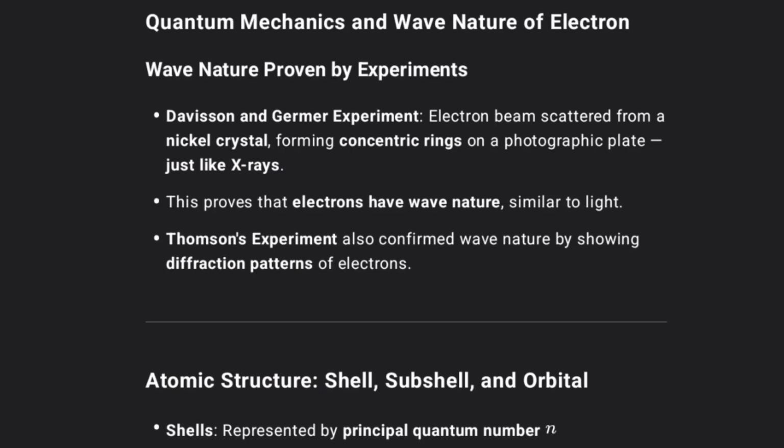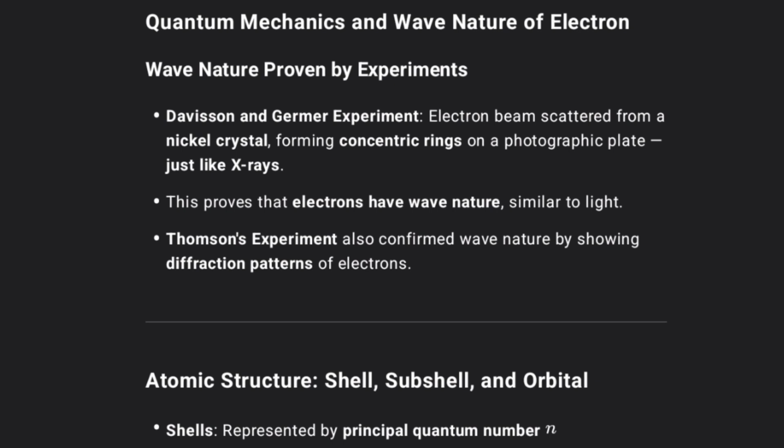Quantum mechanics and the wave nature of the electron. Wave nature is proven by experiments. Davisson and Germer experiment: electron beams scattered from a nickel crystal, forming concentric rings on a photographic plate, just like X-rays. This proves that electrons have wave nature, similar to light. Thomson's experiment also confirmed wave nature by showing diffraction patterns of electrons.